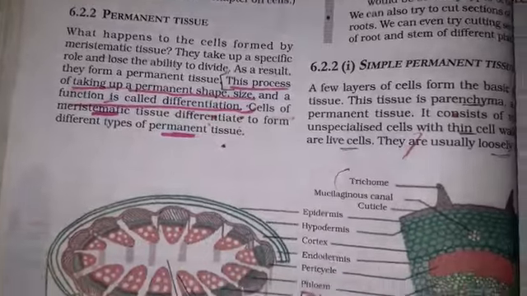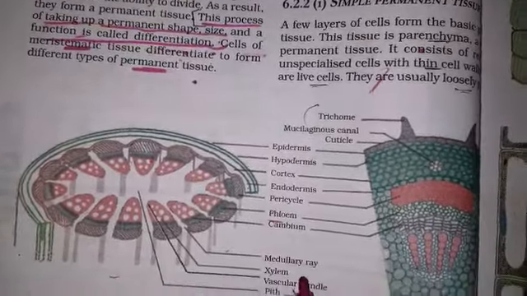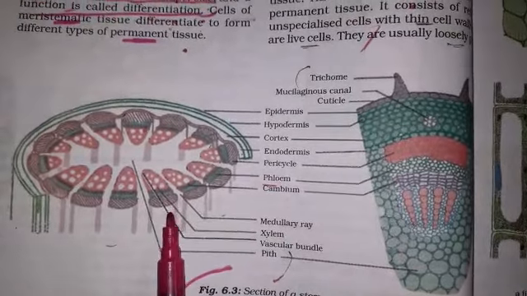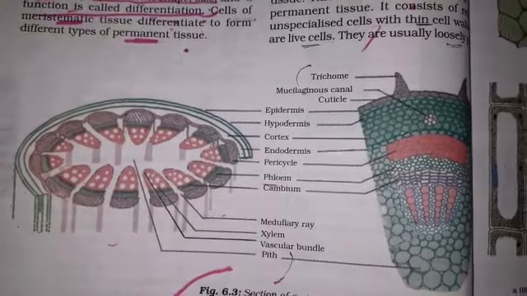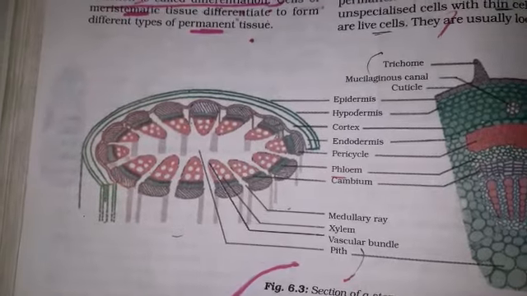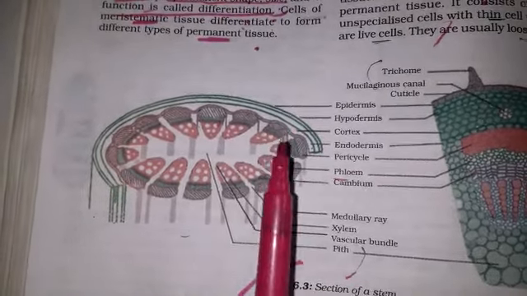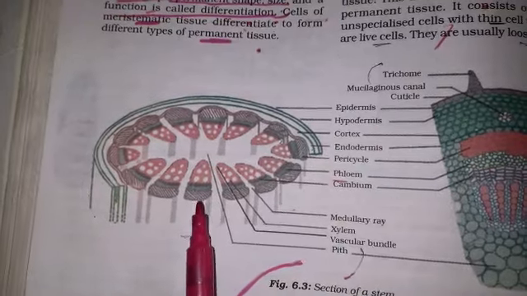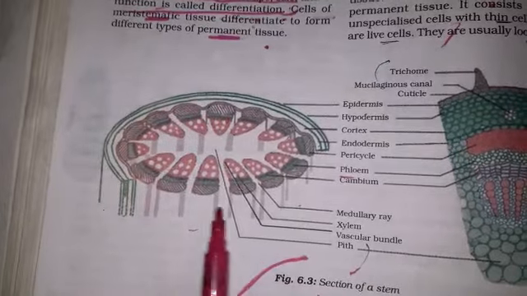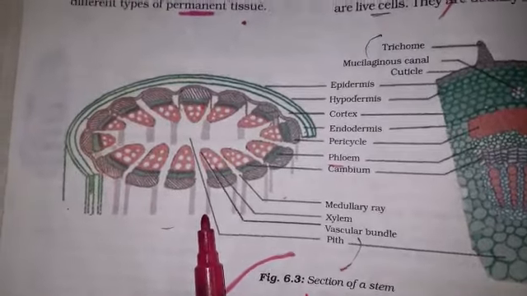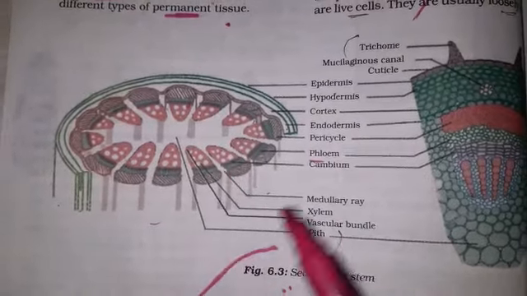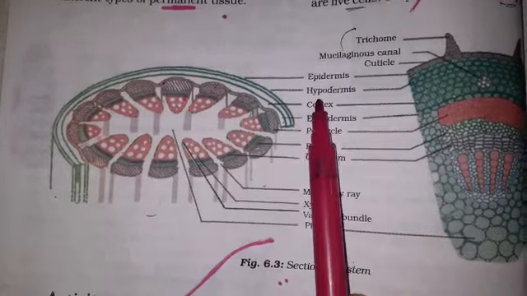Okay, so in the permanent tissue, if we take a vertical section of a stem, will we find a similar type of tissue or different types of tissue? There is a question, right? So we can see here, now I am showing in the picture, we are finding so many different types of tissues here. Whatever the meristematic tissue is, they have differentiated to perform different functions.